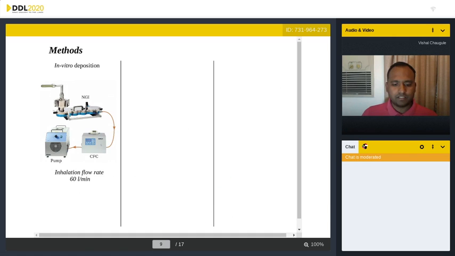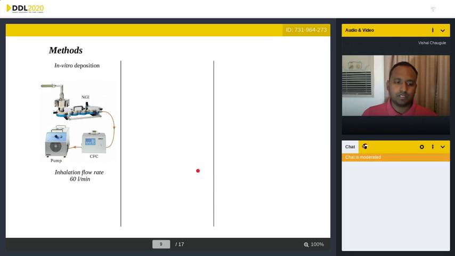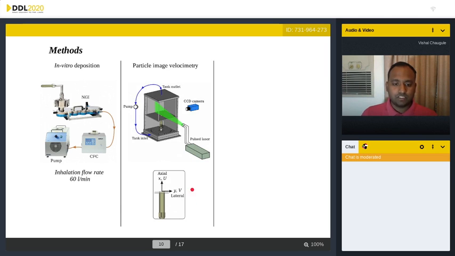A quick look at the methods. The first one is, of course, in vitro deposition, where we used an NGI cascade impactor with an inhalation flow rate of 60 liters per minute maintained through the device. This is the PIV setup, where we have the scaled-up DPI model placed at the bottom of a tank, which has a closed-loop water flow system. PIV measurements were taken in a longitudinal plane outside of the DPI mouthpiece exit using a pulse laser sheet and a CCD camera, which were both in sync.